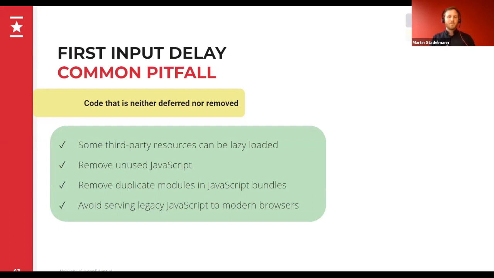If we talk about the pitfall of deferrable or removable code, it basically goes back to similar solutions that we also had for LCP, meaning you remove unnecessary JavaScript code that could also include duplicate modules. And this is also the first synergy you can look out for, actually. We will bring them together in the end, again, to give you the overview. Another point would be considering lazy loading for some third-party resources.